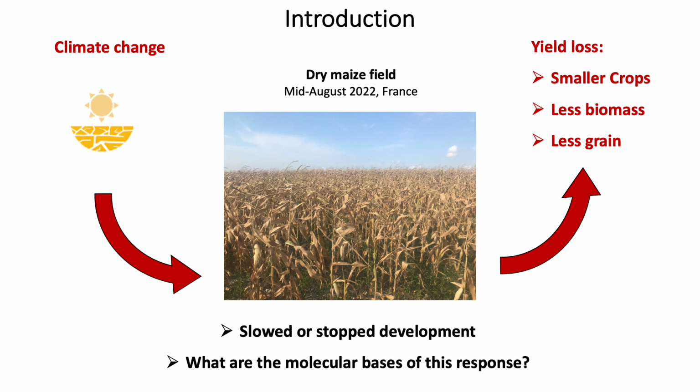This work has been inspired by the observation that climate change has a huge impact on crop yield in the field. For example, in Western Europe, the early drought of this summer has led to slowed or stopped crop development. And this has led to smaller crops, less biomass, and less grain, all three of which are huge components of yield. This is why it's very important to understand the molecular basis of this response in order to be able to identify the varieties that are most adapted to future climate conditions.